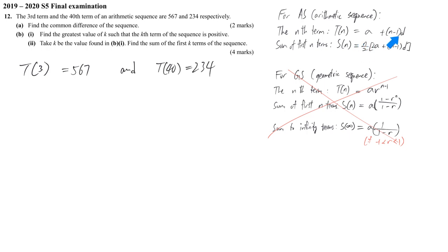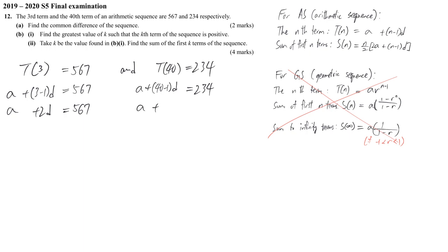Then we just apply the formula here. A very important thing is to find out what is the first term and also what is the common difference. A plus 3 minus 1 times the difference is equal to 567. That means A plus 2 times the common difference will give us this value. Similarly, A plus 40 minus 1 times D is 234. That means A plus 39 times the common difference will give you 234.